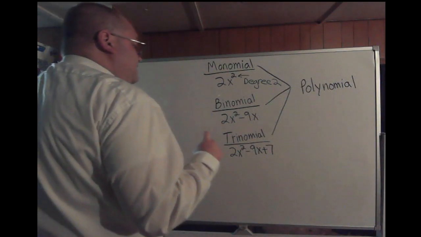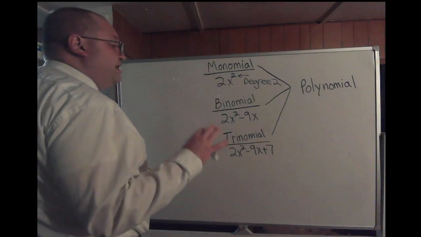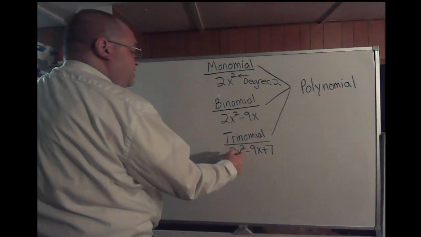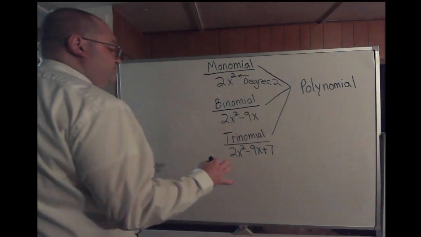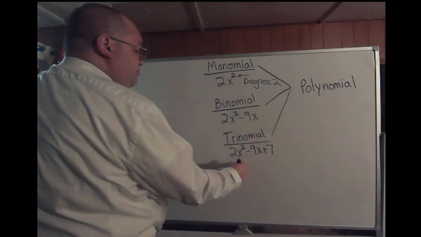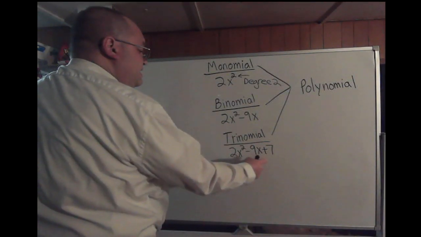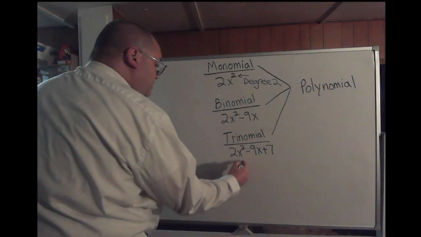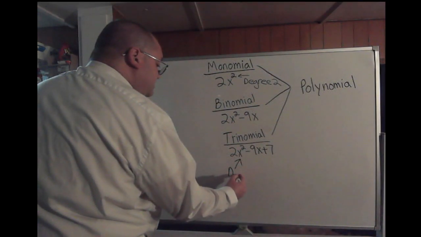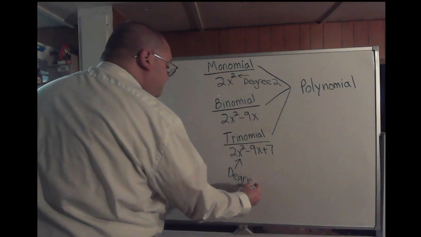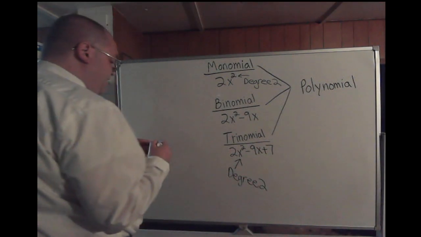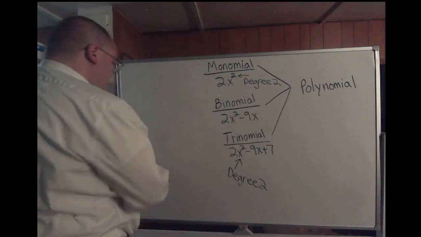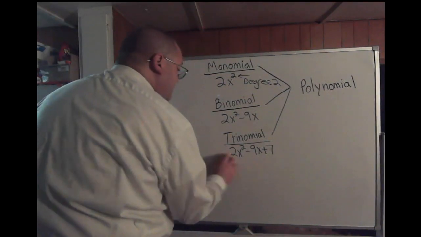Now, if you're looking to take the total, the degree of the whole polynomial, what you have to do is take the highest degree in the equation. So for example, in this trinomial 2x squared minus 9x plus 7, the highest degree is 2, so this trinomial is of degree 2. It's of the second degree because the highest power is to the second power.